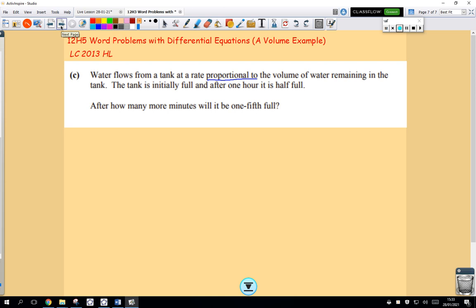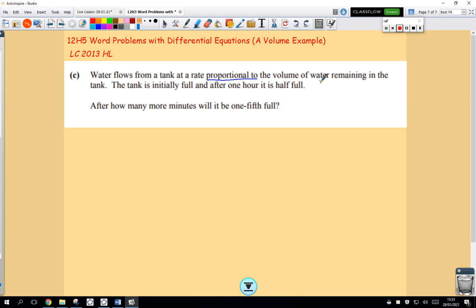So it's saying the water flowing from a tank, the rate at which that is happening, is a constant multiple of the actual volume of water in the tank. So if I let V equal the volume, well then we'll talk about the rate at which that is changing. The tank is initially full, and after 1 hour it is half full. After how many more minutes will it be 1/5 full? So I'm going to start my process of translation from English into our language of mathematics.